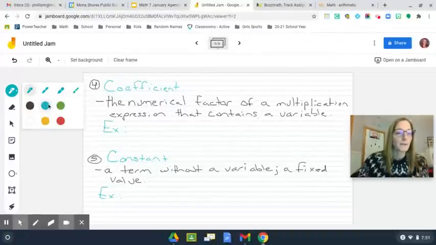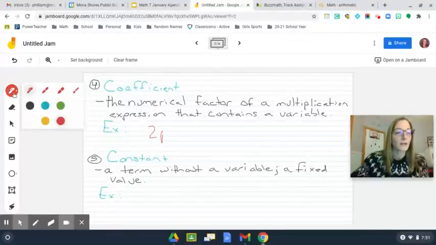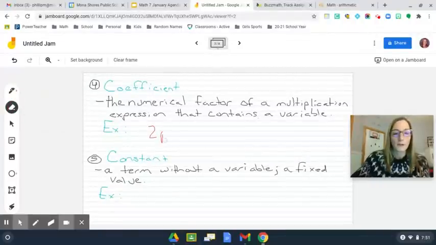Okay, so if I said 2, I'm going to actually make that a different color.